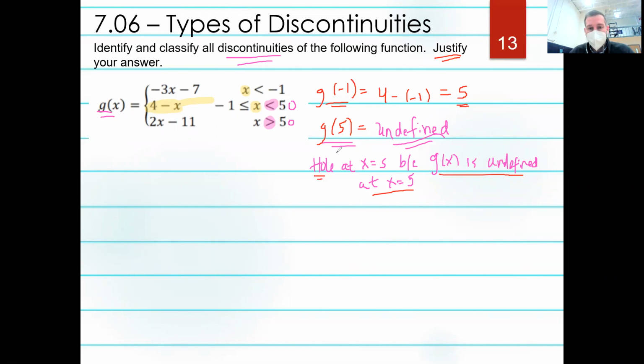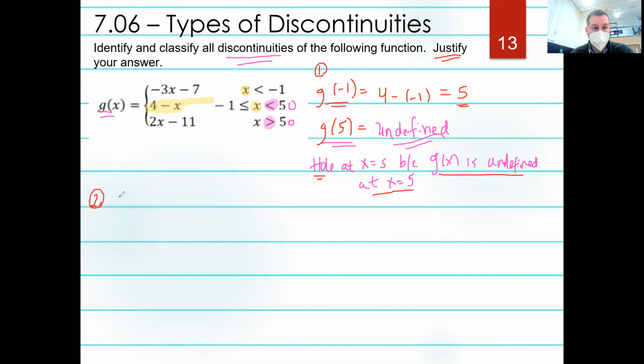So now let's see, there's still this -1 in question. We know there's a hole at 5, but we still have to check -1 because even though it's defined, we have to make sure that the limit is the same as the defined value, and that the limit still exists. So for step 2, we're going to find the left and right limits at -1.